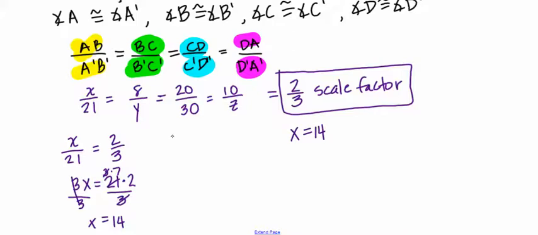I'm going to solve for y by taking 8 over y equals 2/3. I'm going to cross multiply. 2 times y equals 8 times 3. I divide both sides by 2, and y is equal to 12.